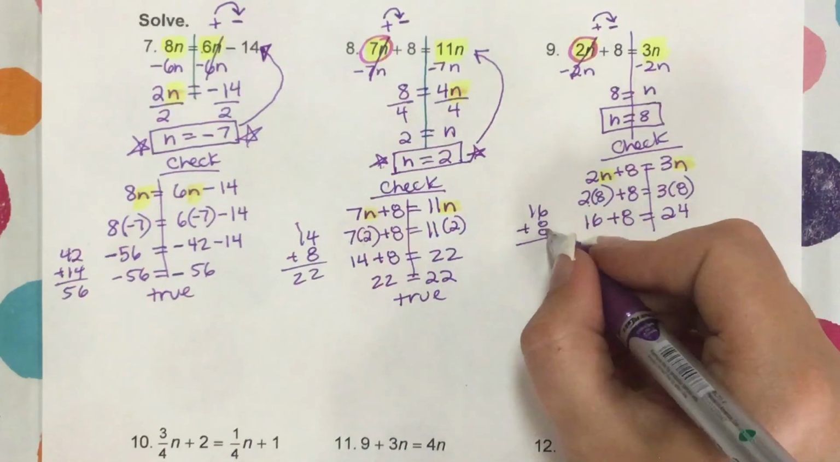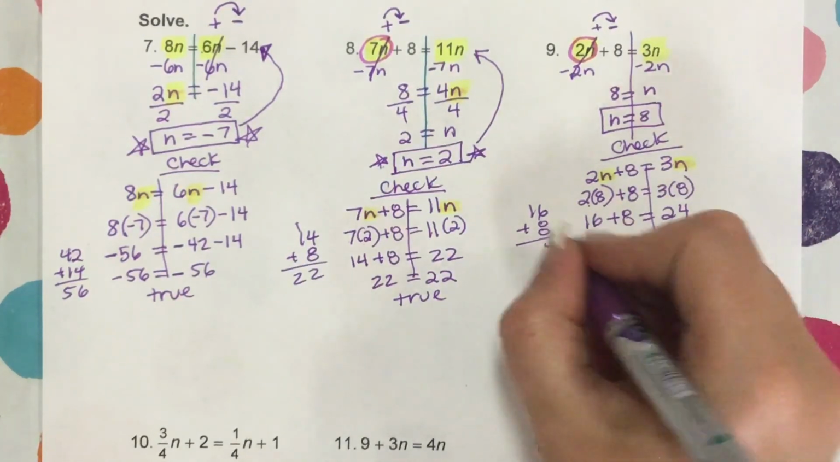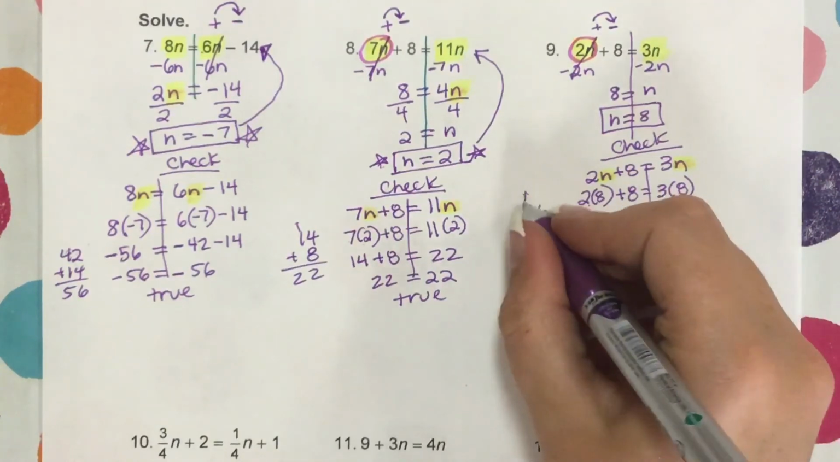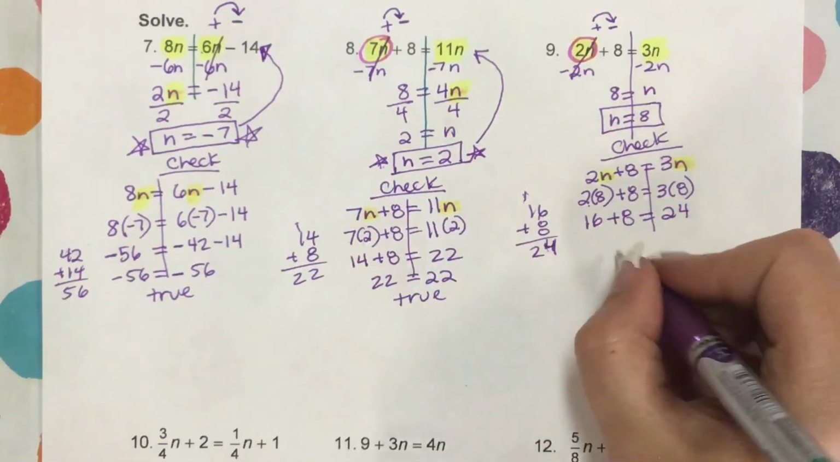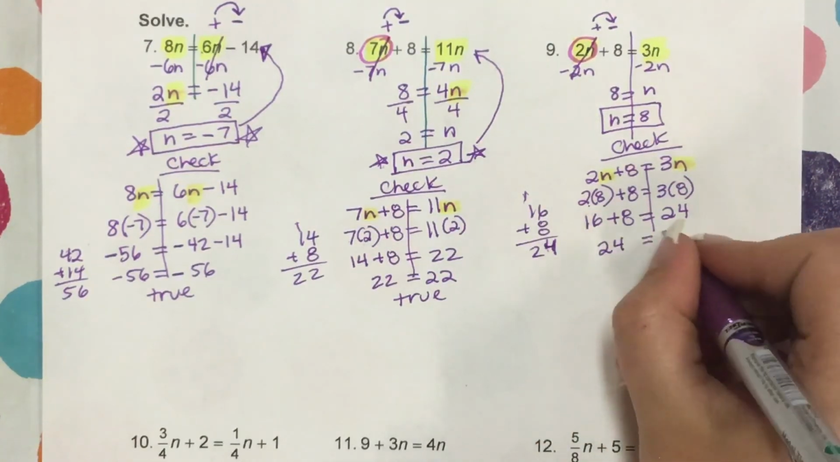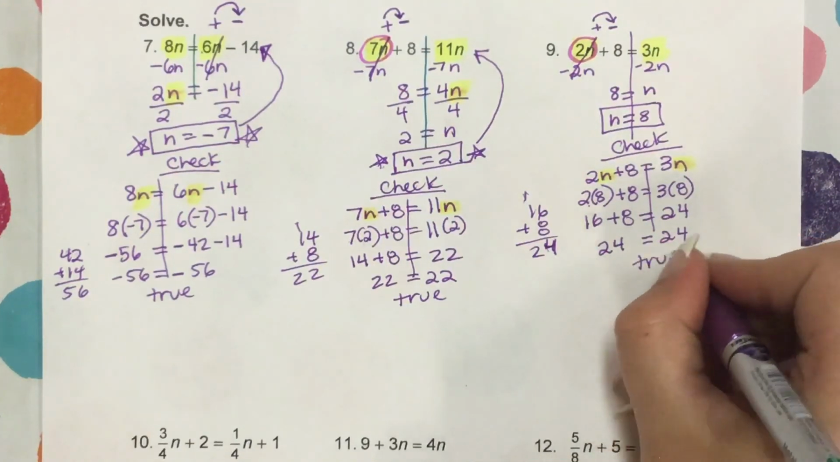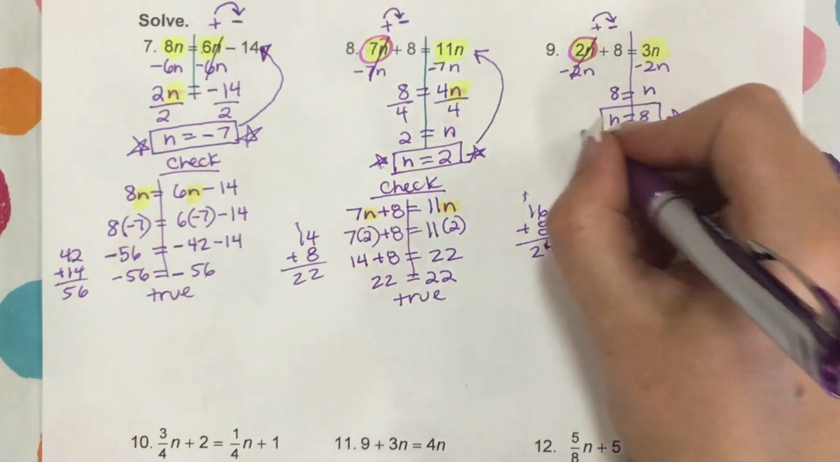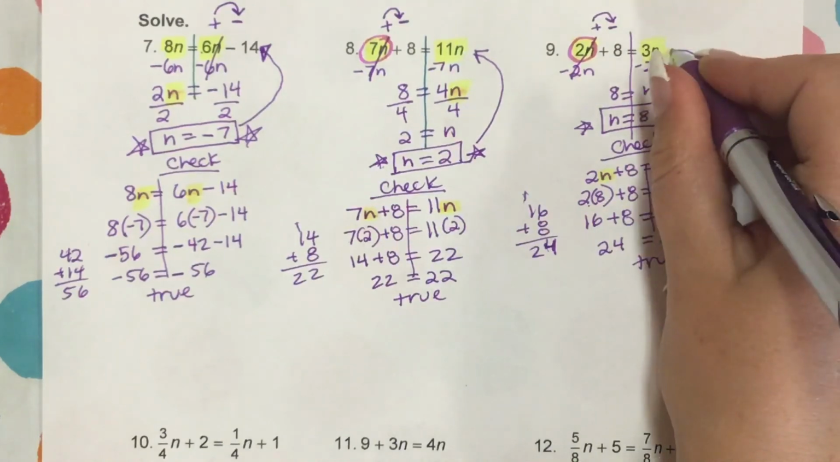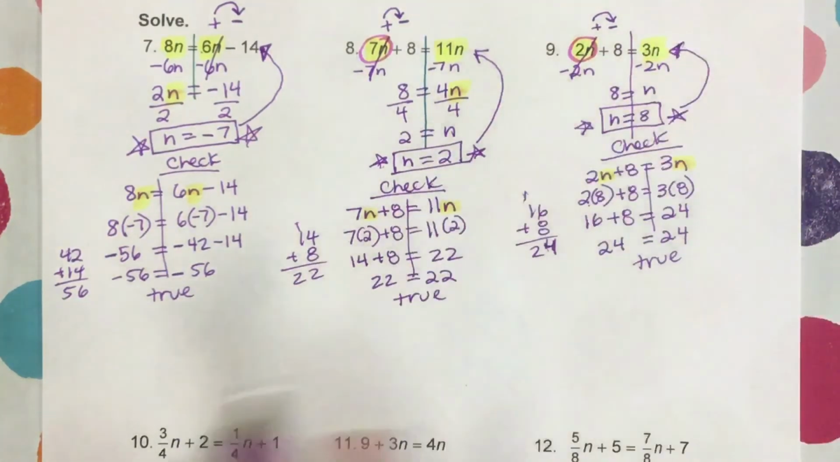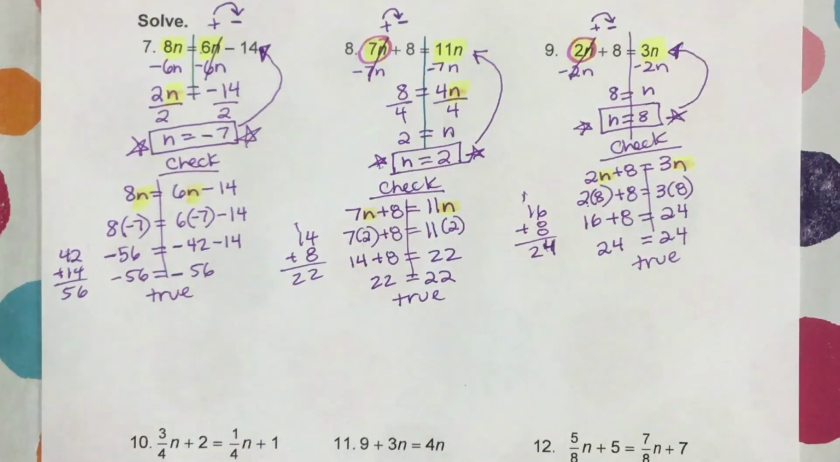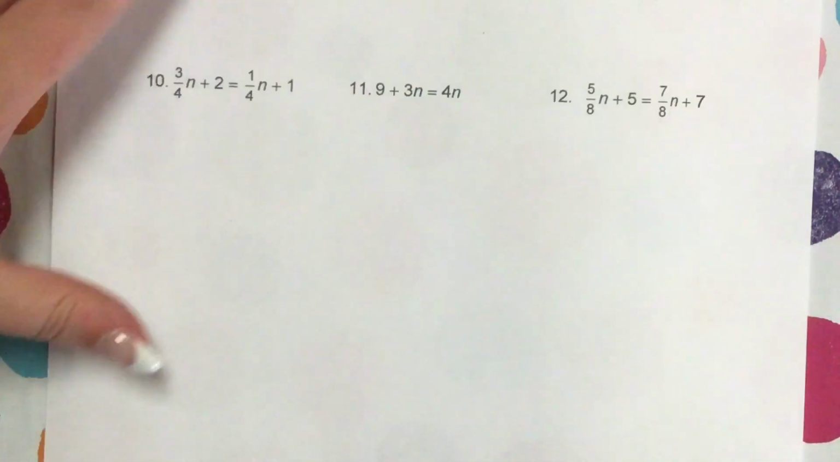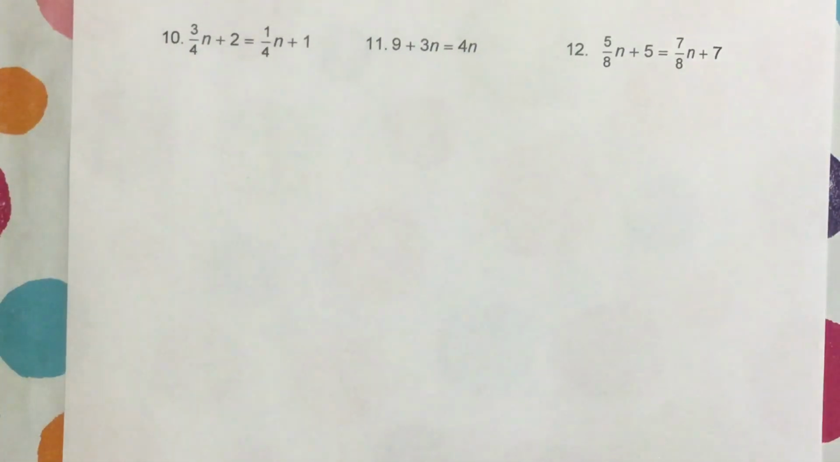Do that on the side. 6 plus 8 is 14. Write the 4. Carry the 1. 1 plus 1 is 2. So 24. So 24 equals 24. That is a true statement, which means the solution here is the solution to the original equation. So if you got all of those right, great job. You are doing wonderful. Okay, let's go ahead and start with 10, 11, and 12.